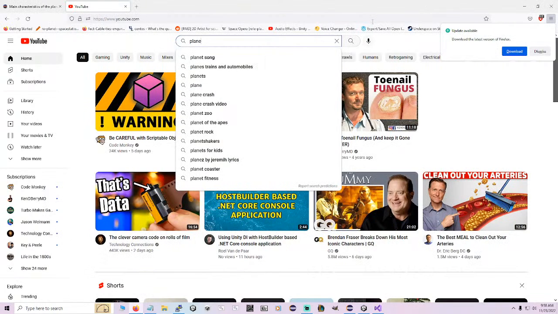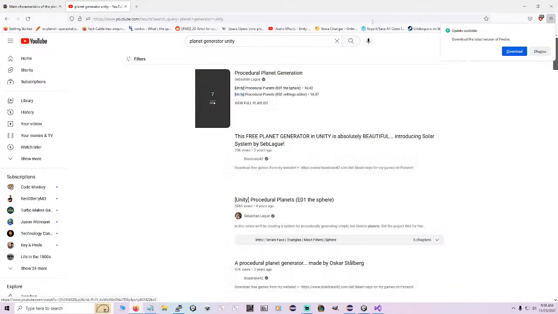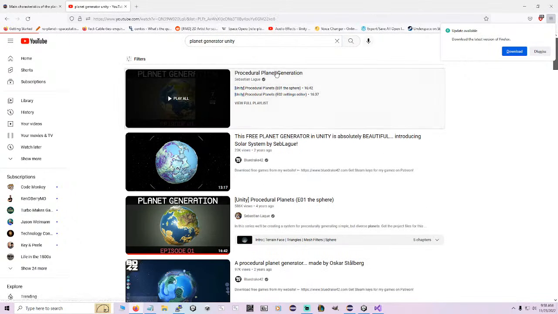So a planet generator. Let's just try and put something in the background. It's usually planet generations. Here we go. Just leave it in the background. We have to leave a lot in the background today.